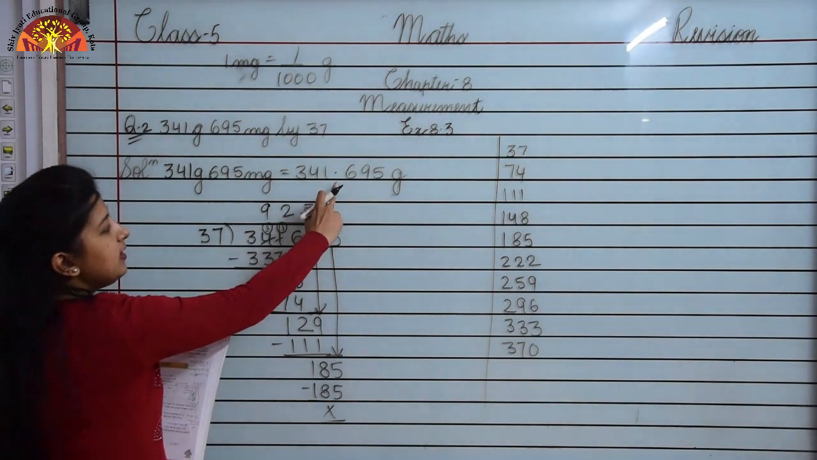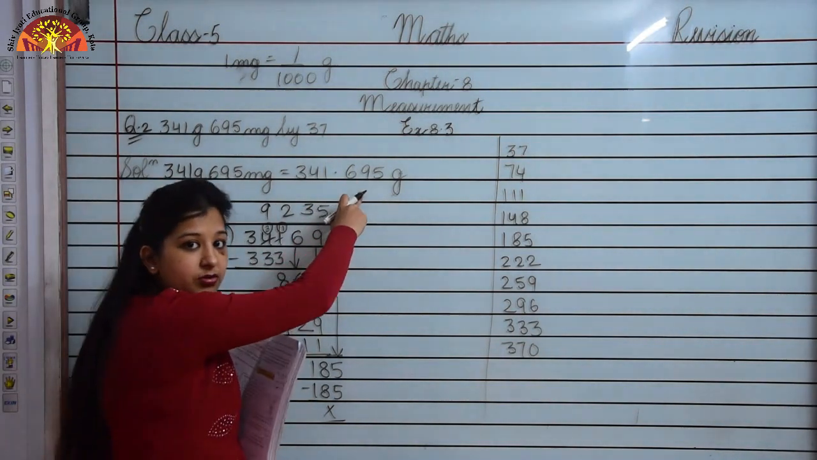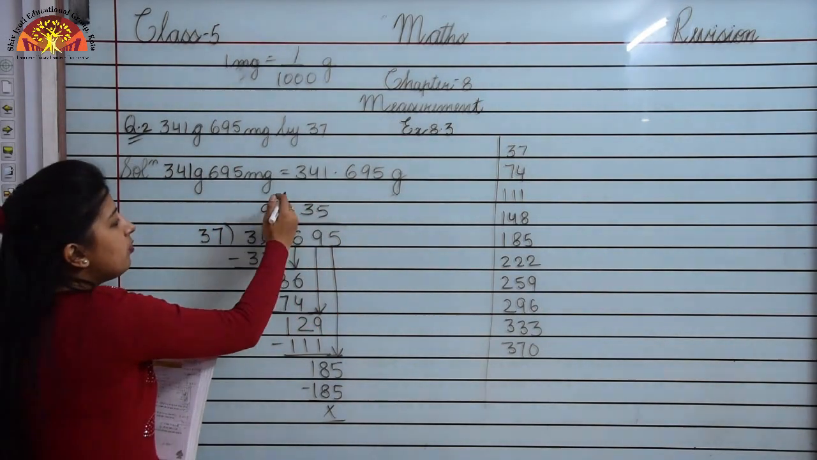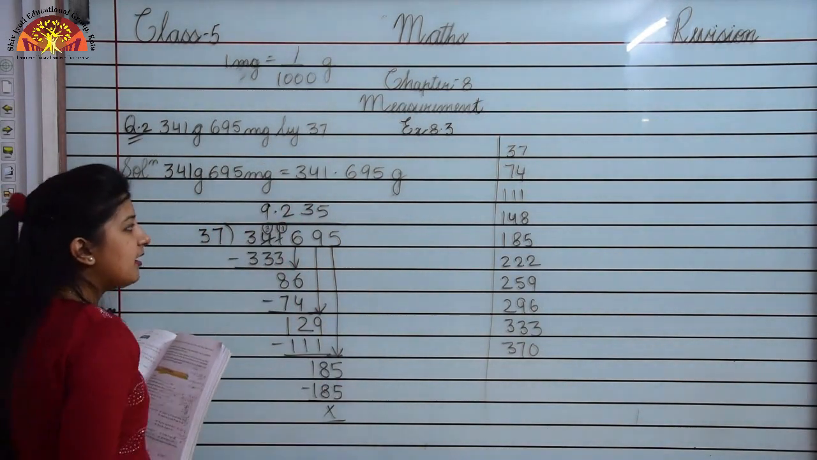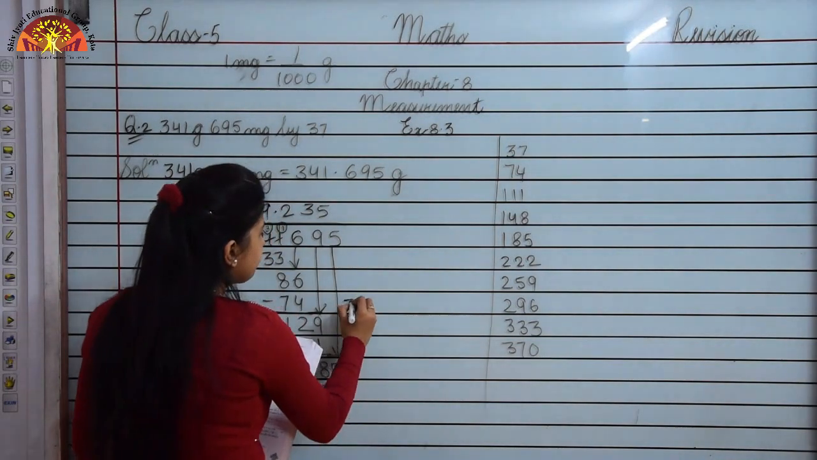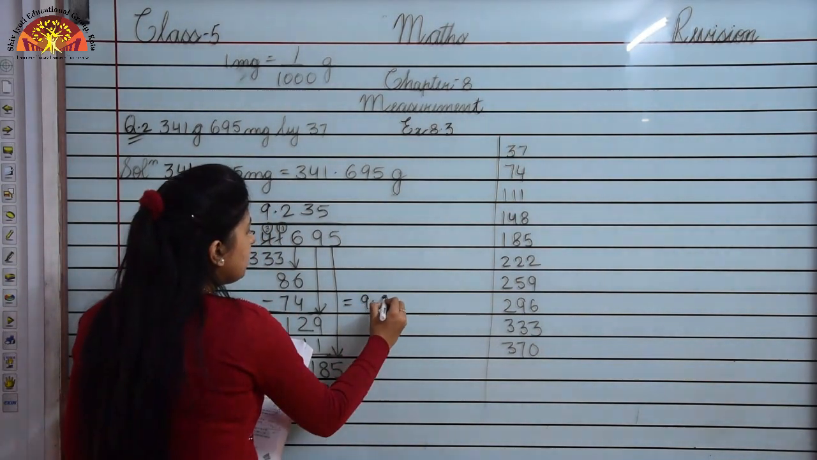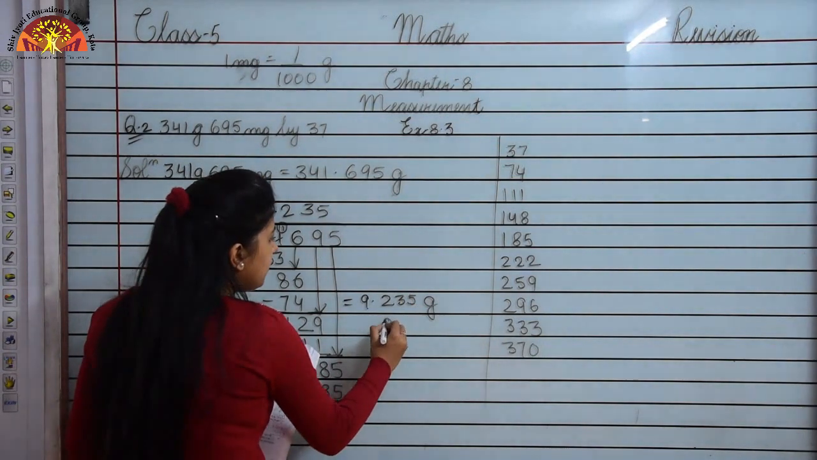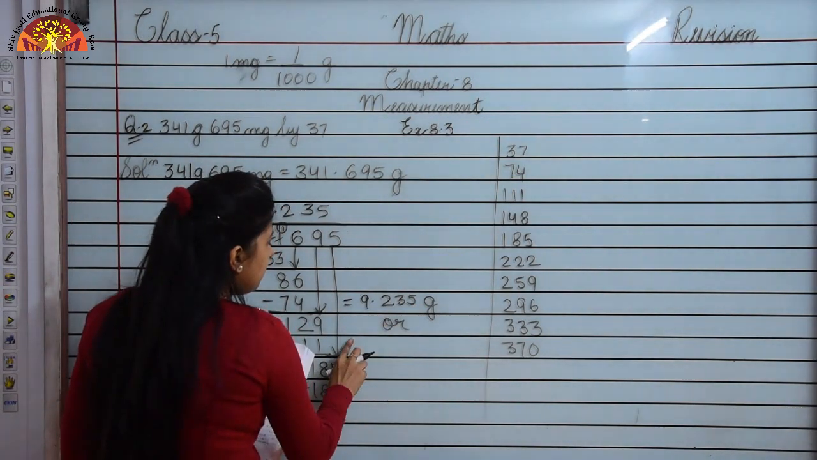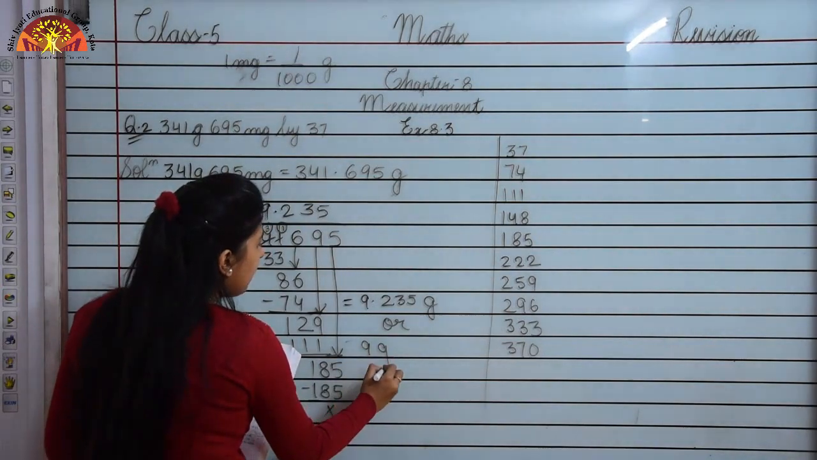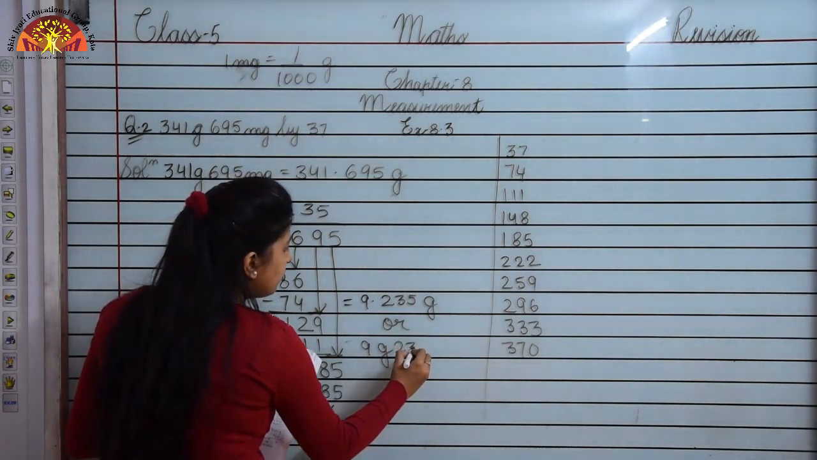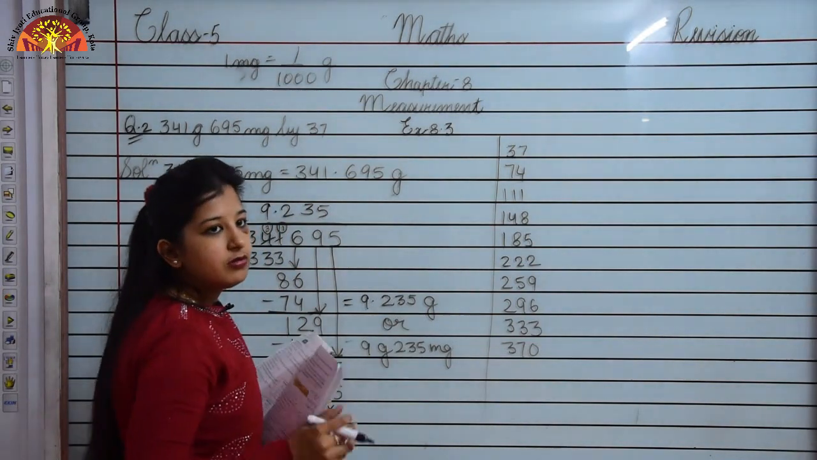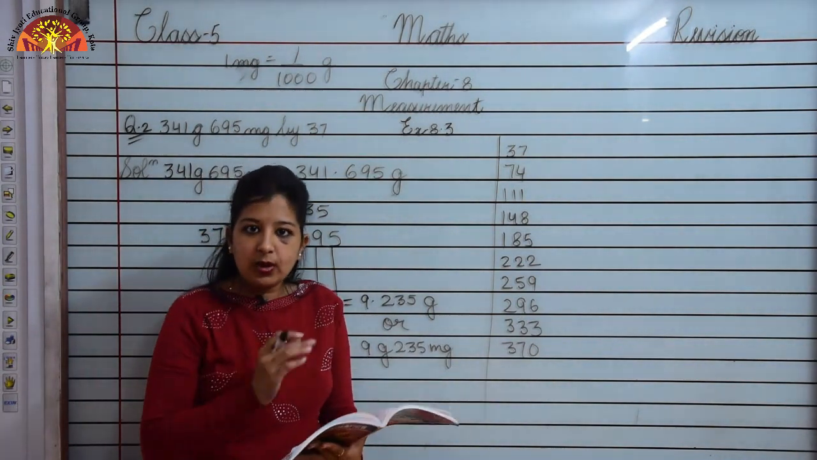Here you can see in decimal part we are having 3 digits. So we will put decimal before 3 digit from the right hand side. So the answer will be 9.235 gram, or we can say 9 gram 235 milligram. So rest of the question we will do like this.